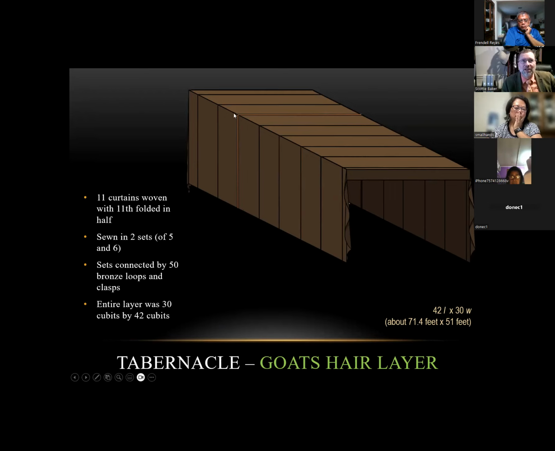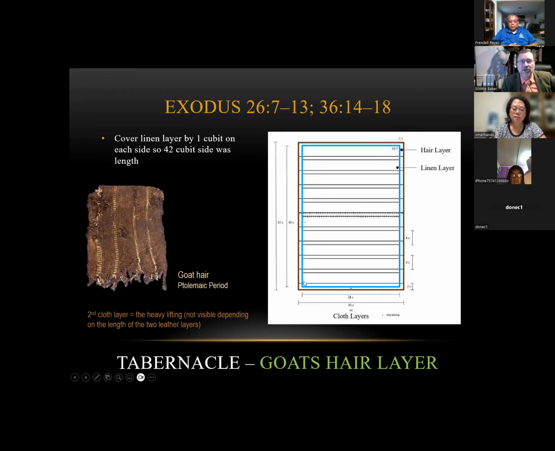It was also made of clasps. This time, the clasps were made of bronze. This goat hair layer was the utilitarian layer. It was the layer that was going to bear the weight of the layers above it, but it completely covered the linen layer. So here I have the linen layer laid out and the goat's hair layer laid on top of it. So you get an idea.